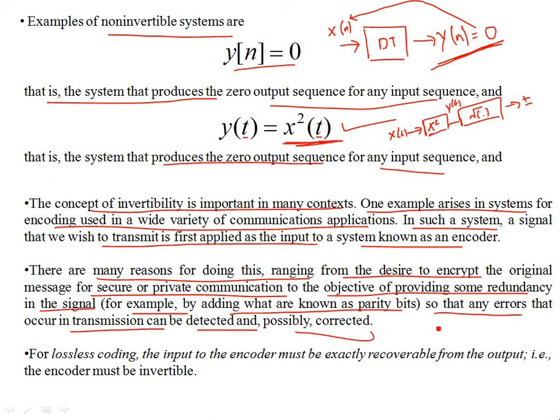For example, forward error correction schemes might add some parity bits. So there's some redundancy in the original transmitted signal, and whatever impairments the signal is going to suffer on the transmission channel can be corrected later on by the decoder. So for lossless coding, the input to the encoder must be exactly recoverable from the output. It means the encoder must be invertible.